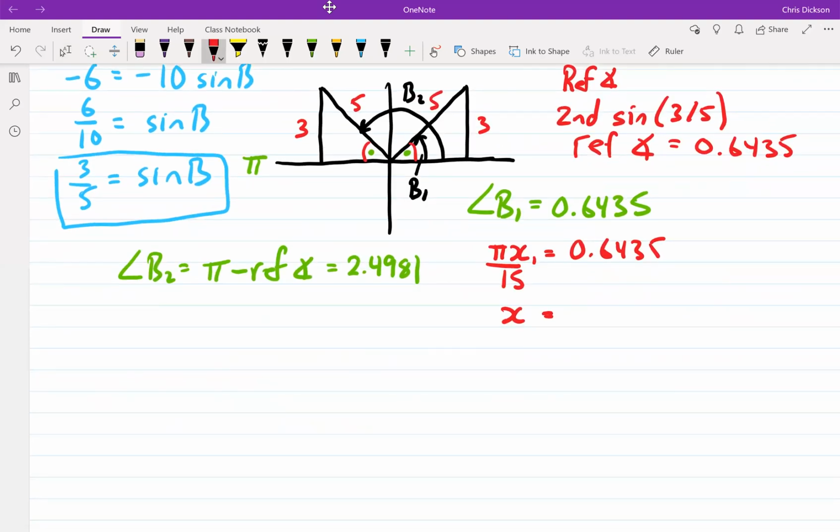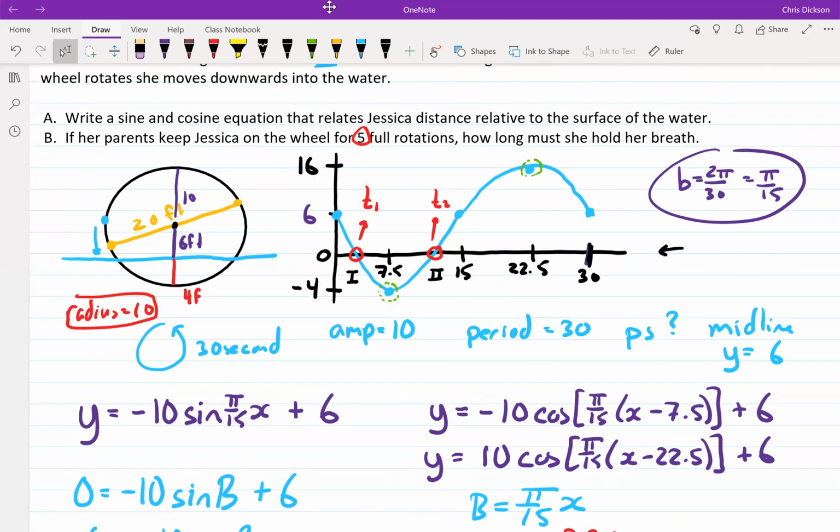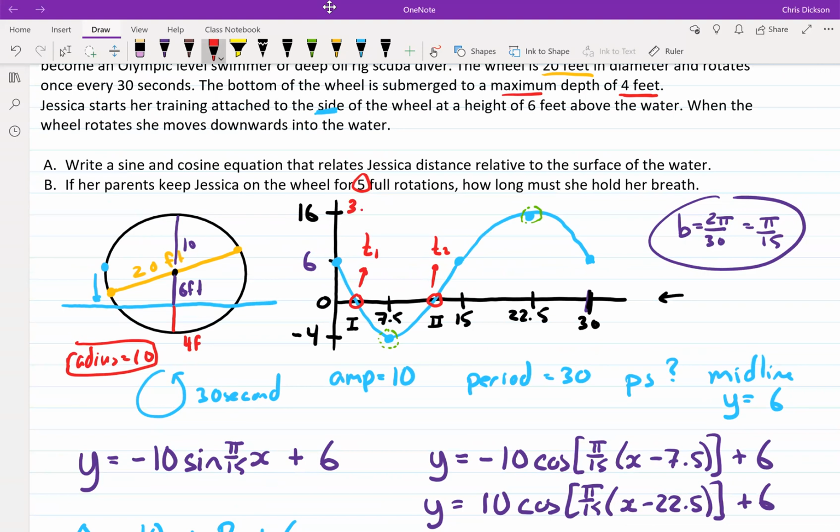And x equals, let's work that out. So it's x1. 0.6435 times 15, divided by pi, gives us a value of 3.072 seconds. So I'm going to leave B2 for a bit and go up to the graph and see if we can see that from the graph. Okay, so T1 is 3.072 seconds. So it wasn't 1 second. It's that number right there.